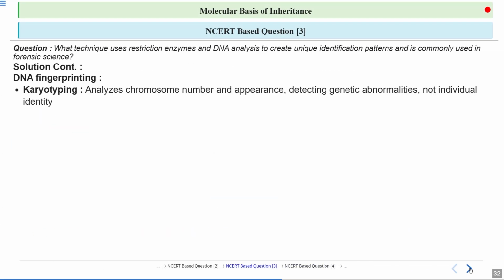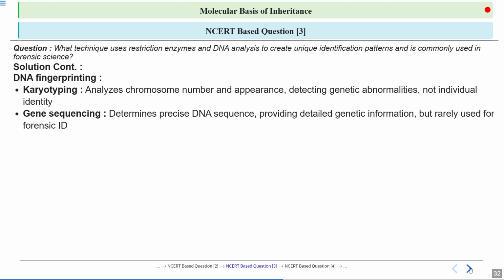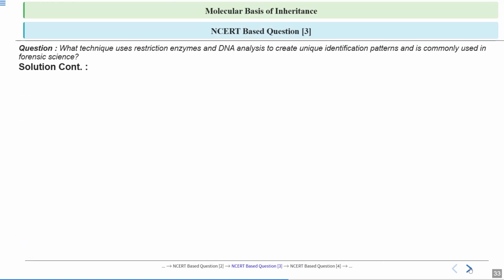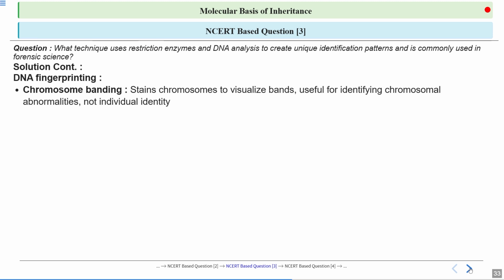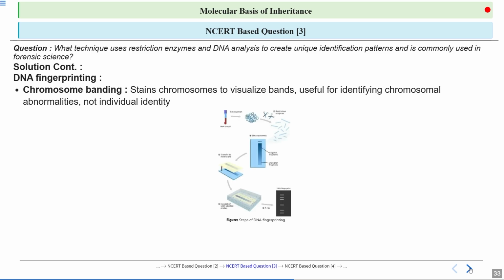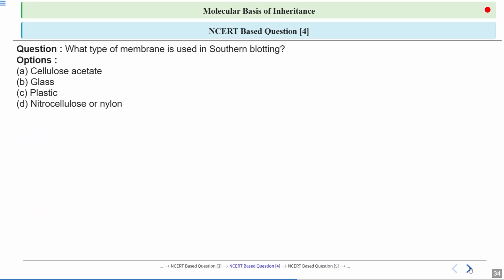Now if you talk about karyotyping, it analyzes the chromosome number and appearance. It detects genetic abnormalities, not individual identity. Gene sequencing determines the precise DNA sequence, providing detailed genetic information, but it is rarely used for forensic ID. Then chromosome banding stains chromosomes to visualize bands, used for identifying chromosome abnormalities, not individual identity.